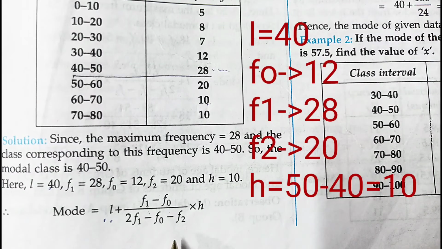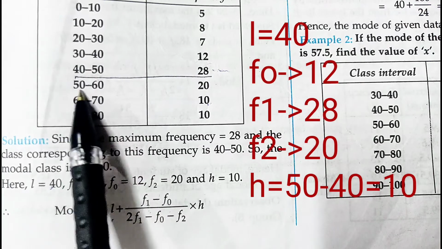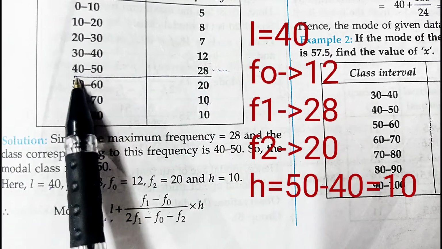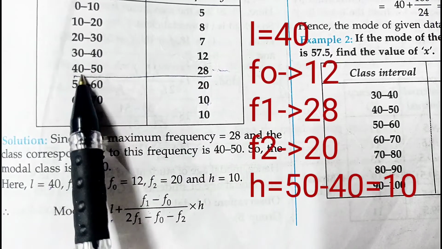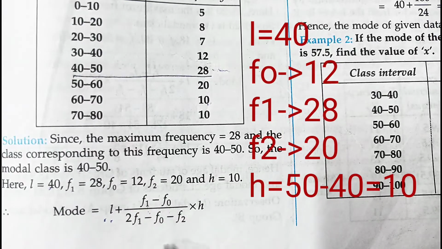F2 is the frequency of the class succeeding the modal class. Here the succeeding class is 50 to 60, so 20 is F2. And here the class size is 50 minus 40, 10, so H is 10. So using these values we have to calculate. I hope this formula is clear.